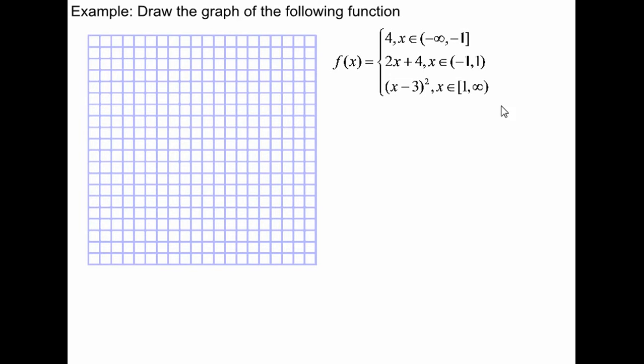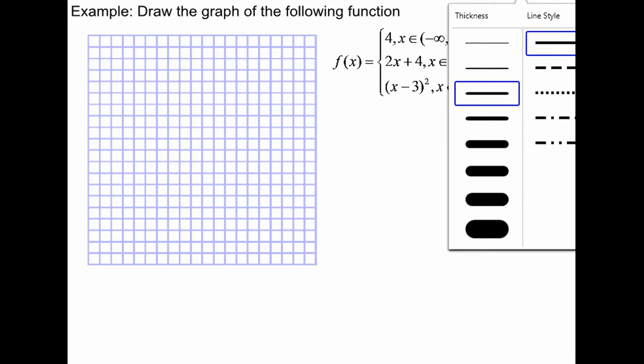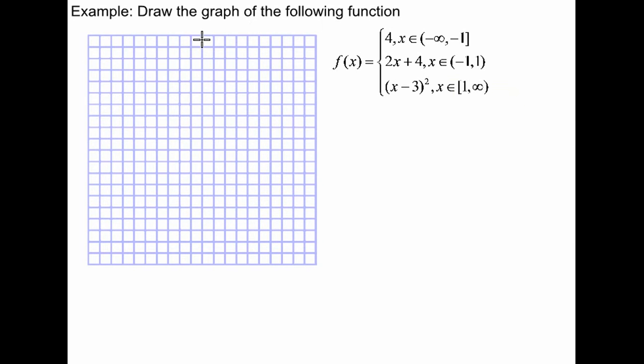This example asks us to sketch the graph of the following function. So our function is here and it has 3 pieces. The first thing I'm going to do is draw a set of coordinate axes on my grid here. And then I'm going to label it. I'm going to make every box left to right equal to 0.5.